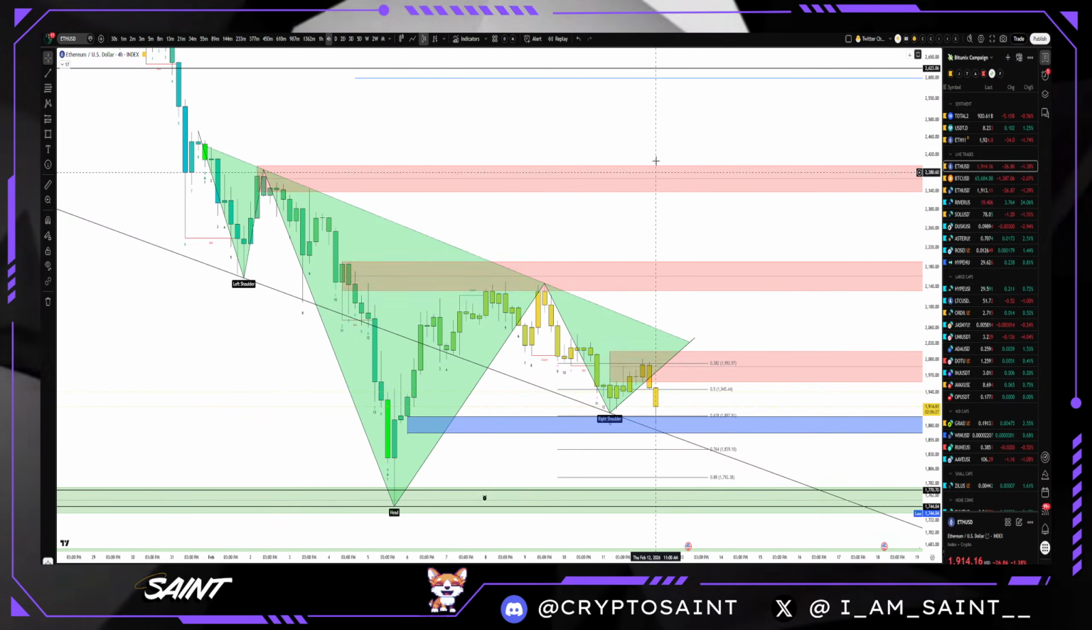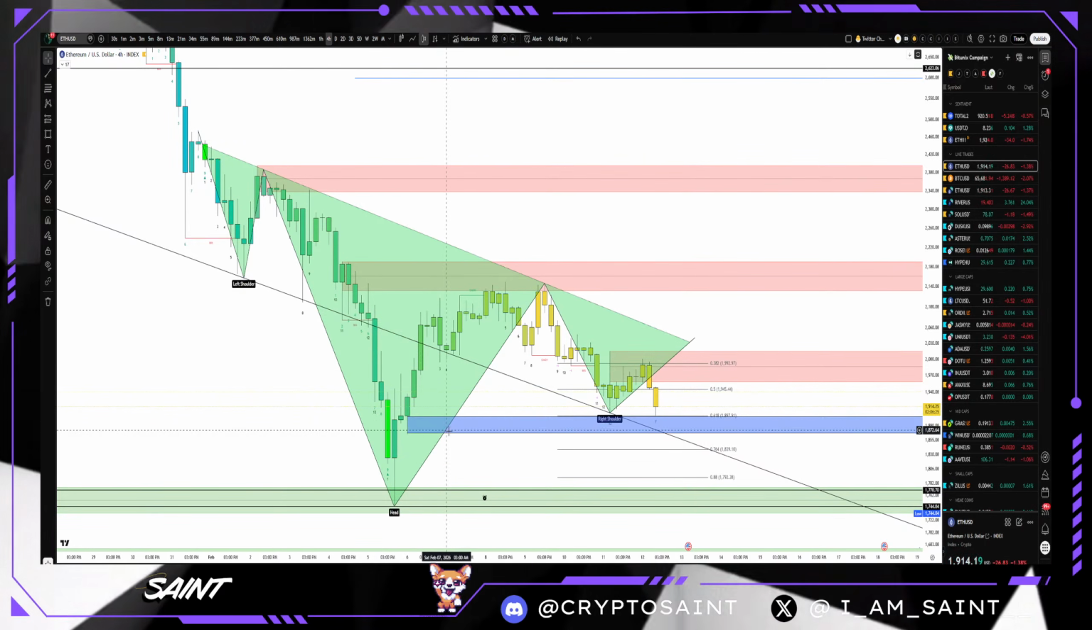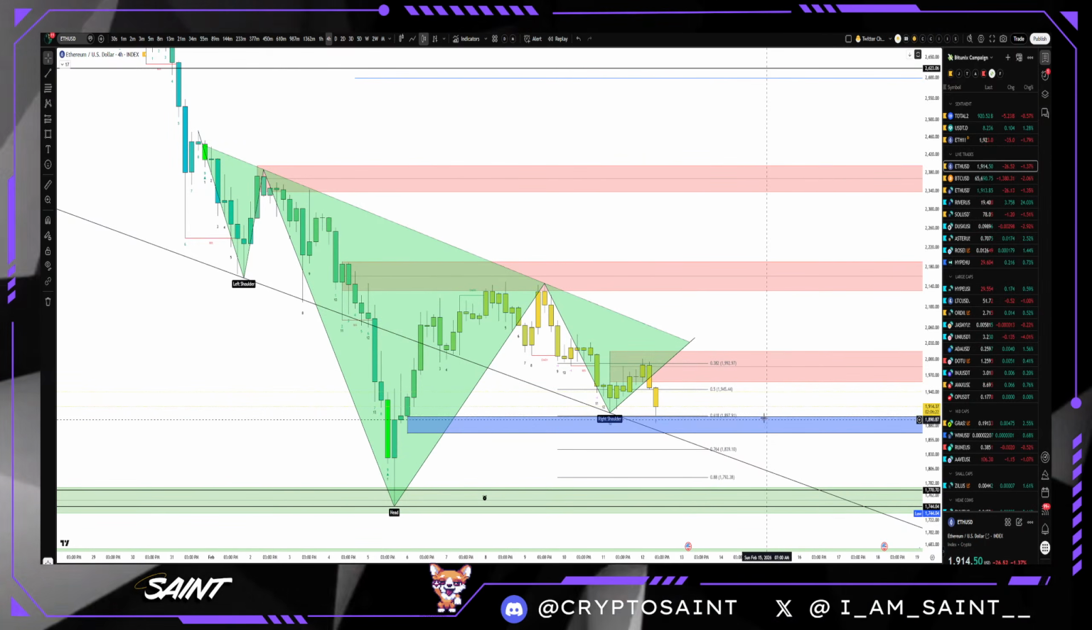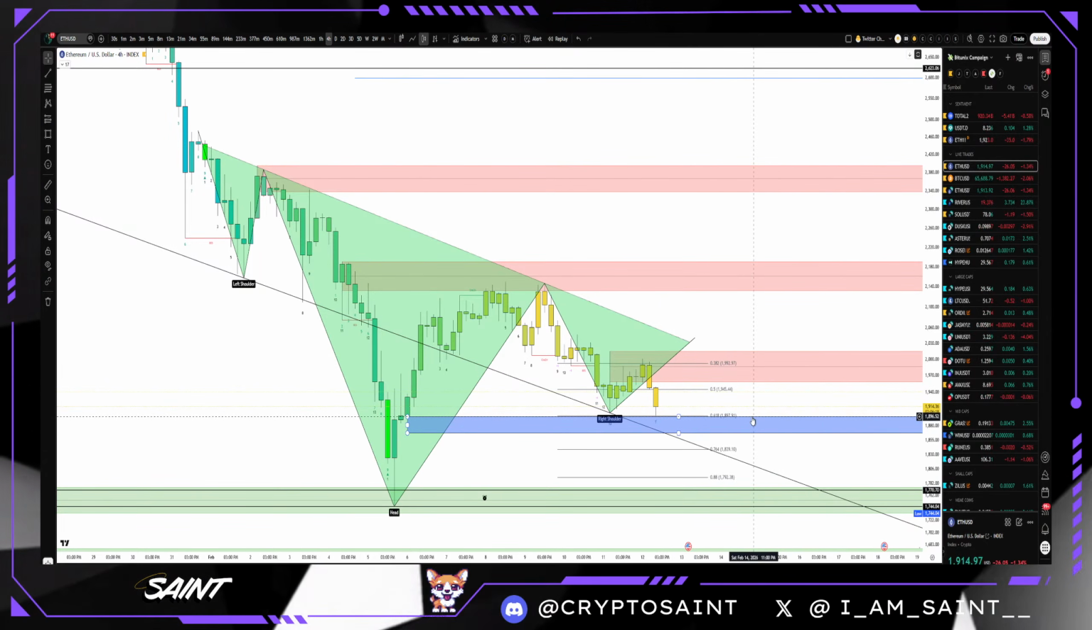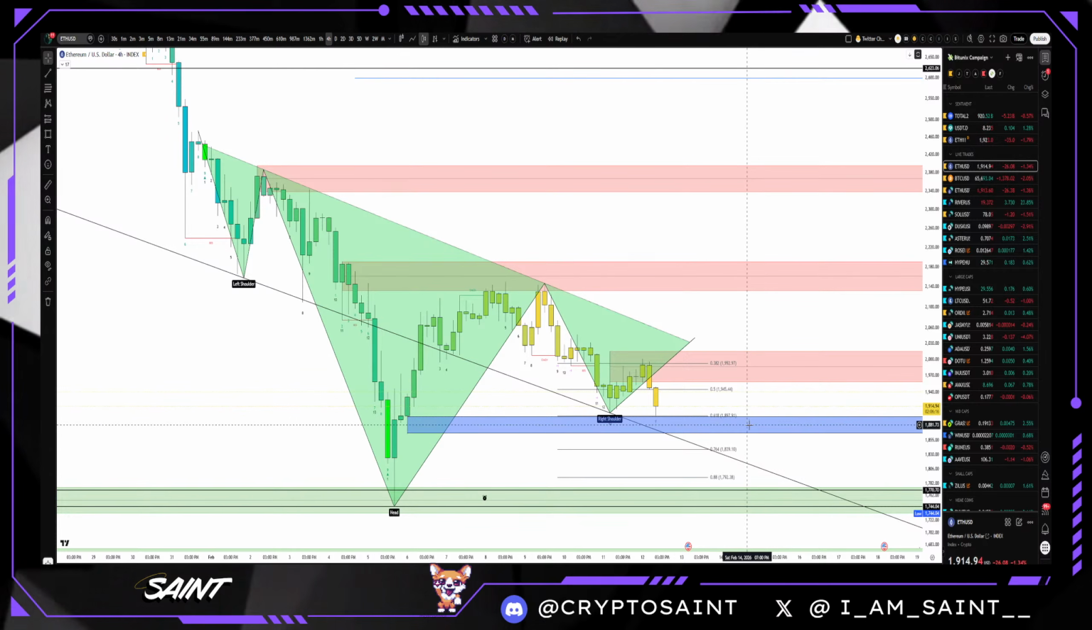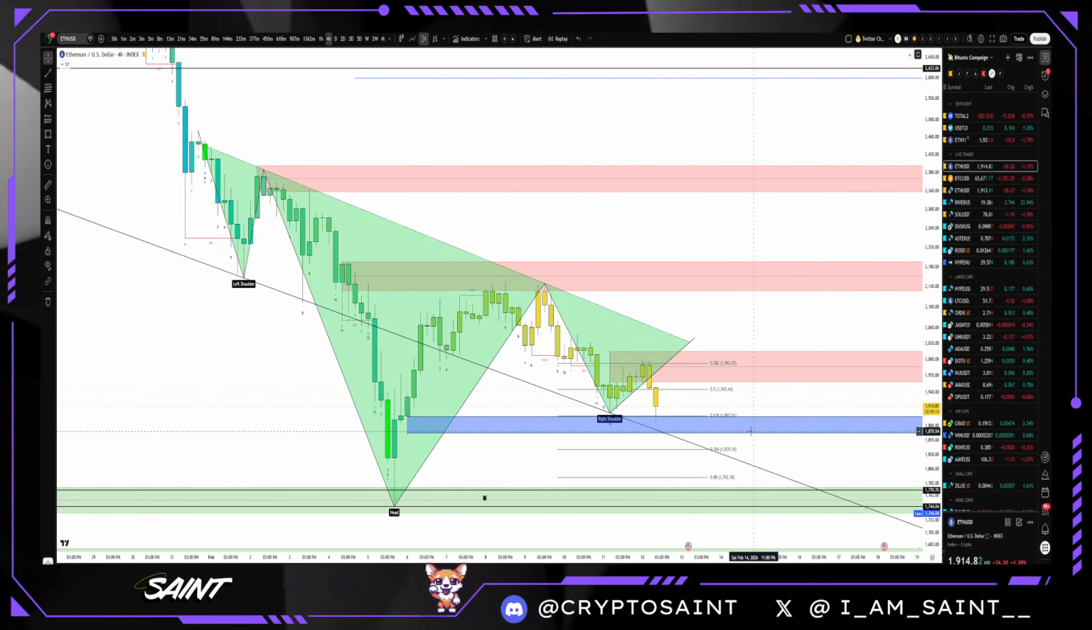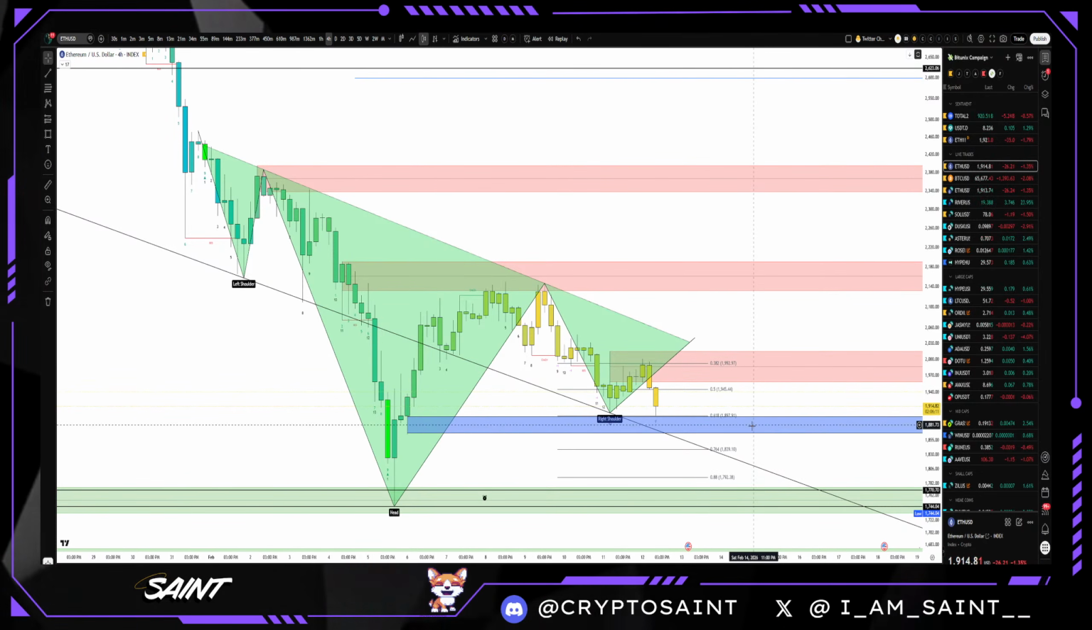So then you essentially just set up a box, kind of like what I did right over here. And say, okay, if I get into this box and I can maintain and hold this box, the top of this box is really where that support begins. But what if I get some liquidity that pushes into this zone? So then I want to be longing inside of this box.